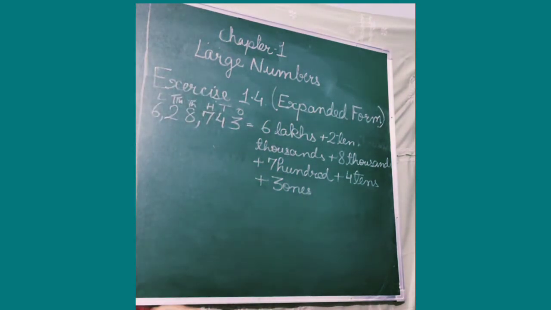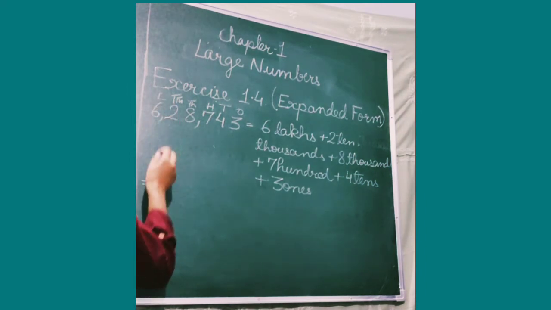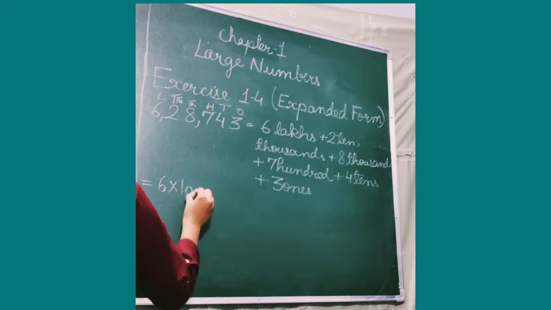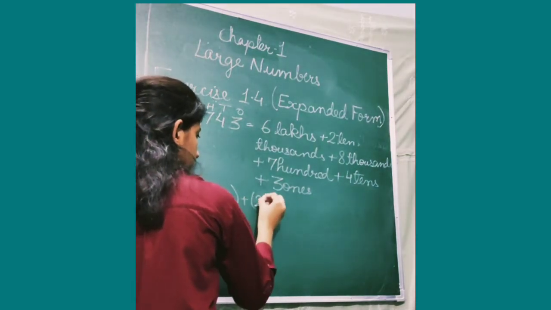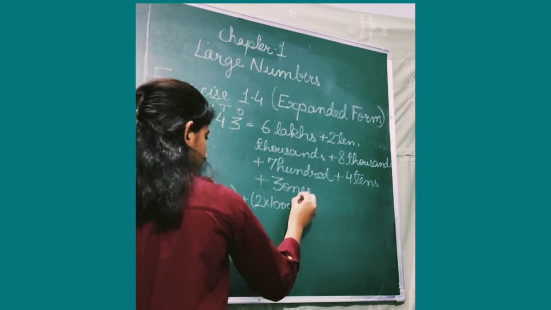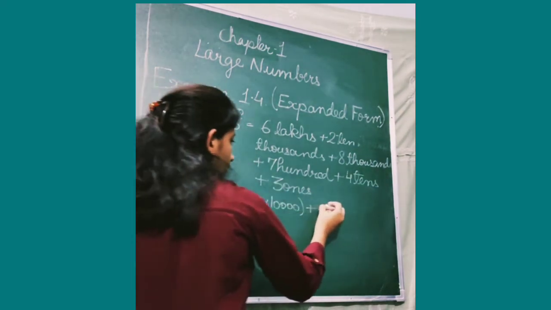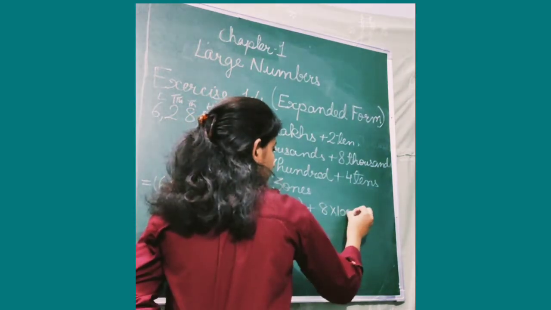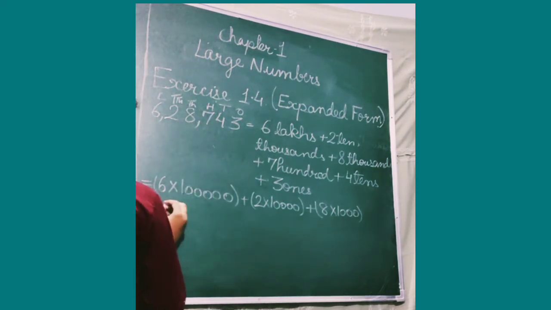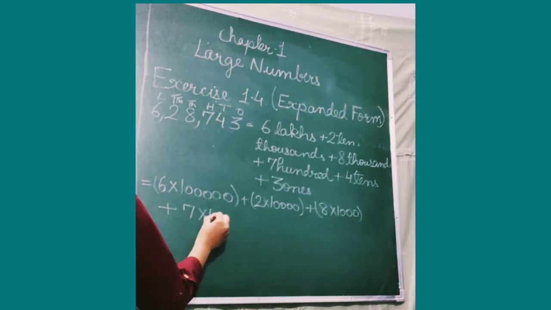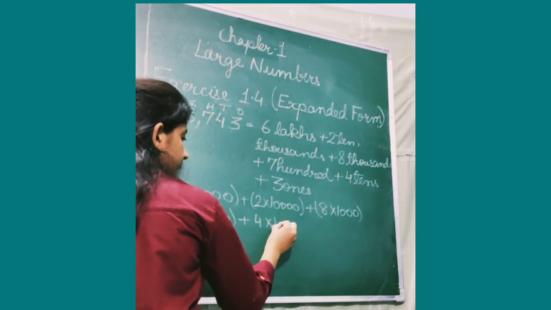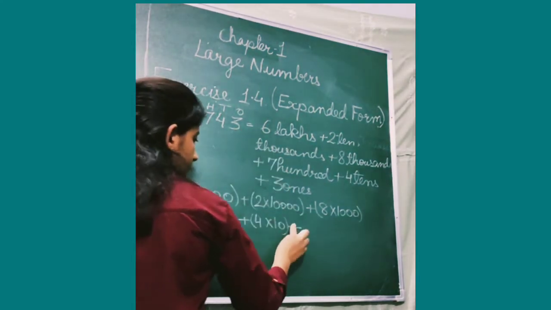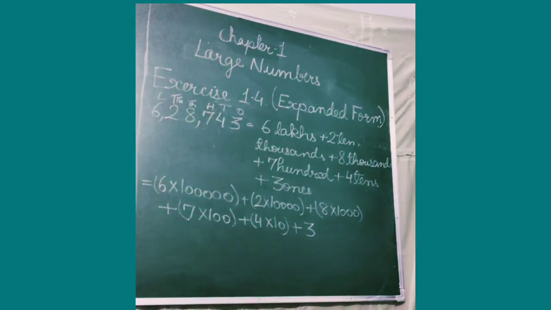Okay, next method, digit multiplied by the place value. 6 multiplied by 1 lakh plus 2 multiplied by 10,000 plus 8 multiplied by 1,000 plus 7 multiplied by 100 plus 4 multiplied by 10 plus 3. This is the second way. Multiply the digit with its place value.